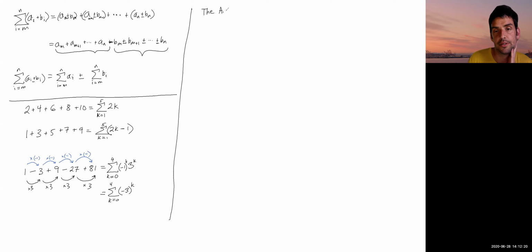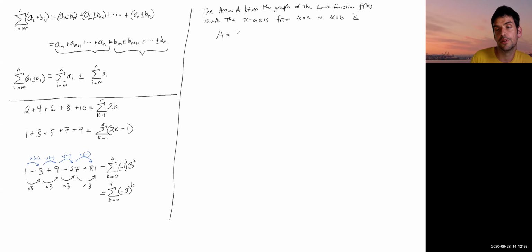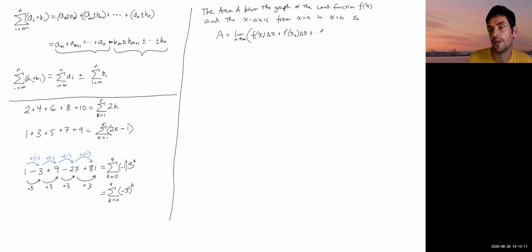The area A between the graph of the continuous function f of x and the x-axis from x equals a to x equals b is, and we wrote A equals the limit as n goes to infinity of f of x sub 1 delta x plus f of x sub 2 delta x on up to f of x sub n delta x, right?